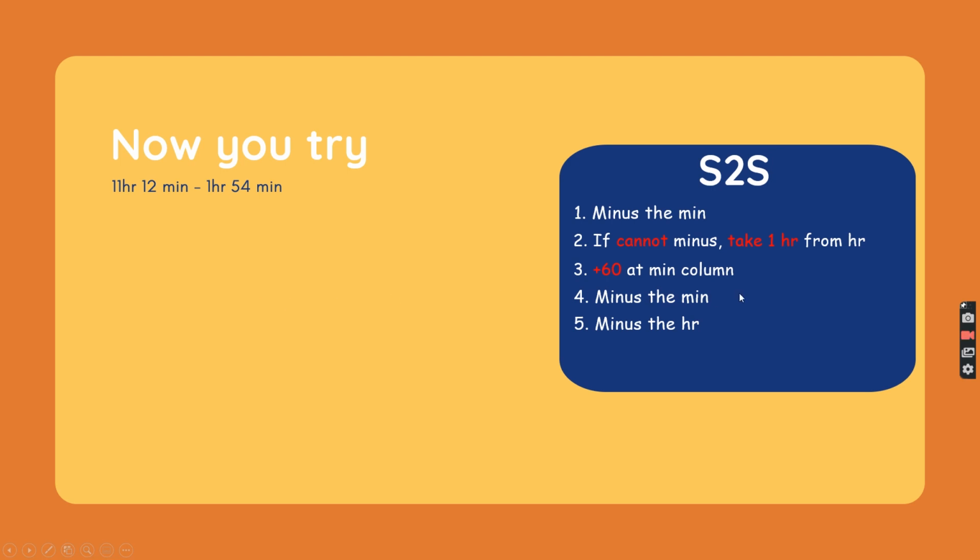If you cannot minus 12 minus 54, which obviously you cannot, so you just borrow or take 1 hour from the hour column, and then 11 becomes 10, and then you plus 60 at 12, and then you just do your side calculation. 60 plus 12, and then you minus it with 54.